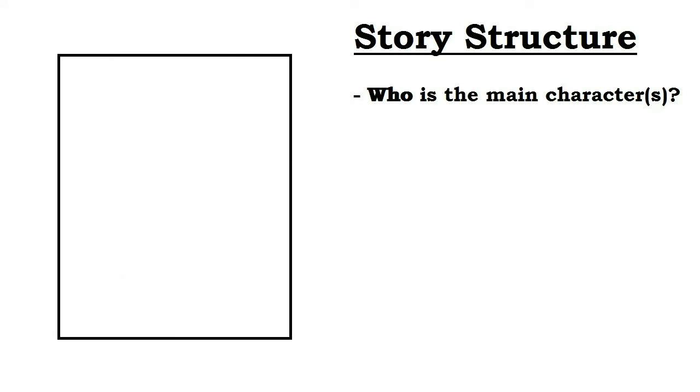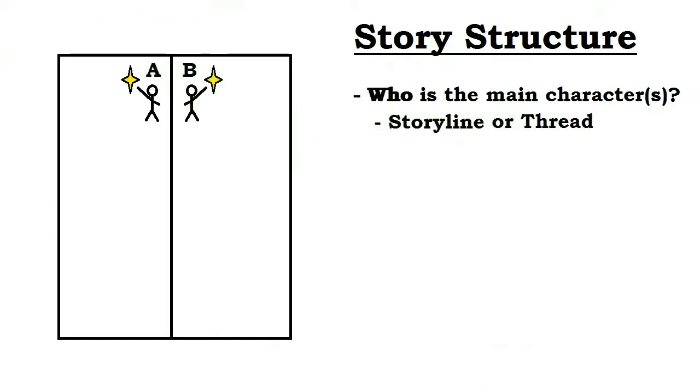Who? Who is the main character or characters? The main character is typically the protagonist of the story, the star of the show, if you will. But there can be more than one main character, which creates multiple storylines or threads. In this example, I'll illustrate a simple A-B storyline structure. But in a genre like fantasy, for instance, there could be several storylines sewn throughout the plot.